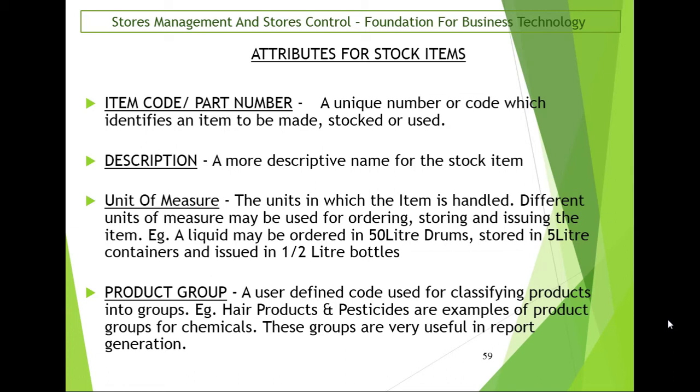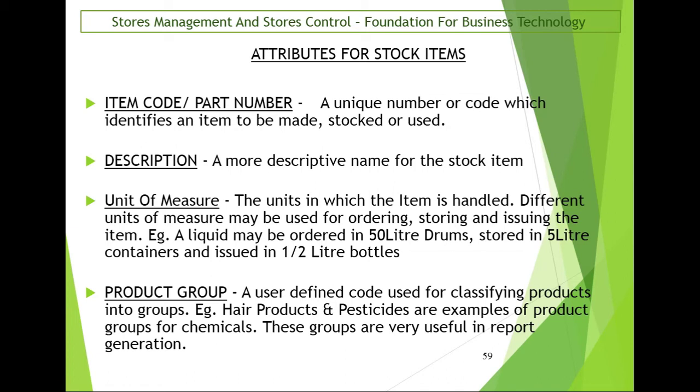Further, you need a description, which is a more descriptive name for the stock account. Whereas the item code and part number could be a number or a combination of numbers and letters, the description tells you exactly what the item is. So it could tell you that this is a 20 millimeter PVC pipe for electrical conduit, or it could tell you that this item is a prepaid water meter, and so forth.